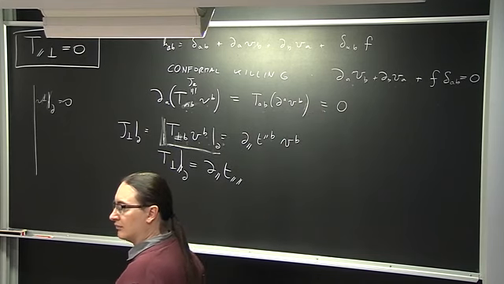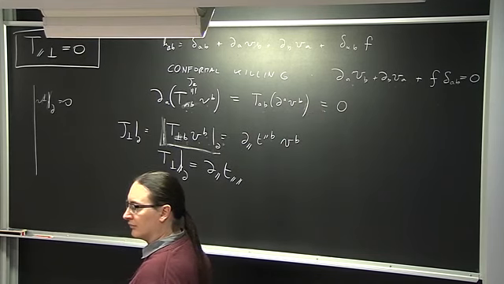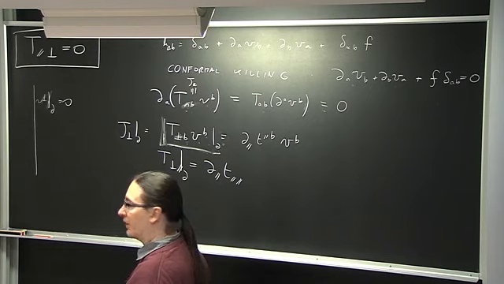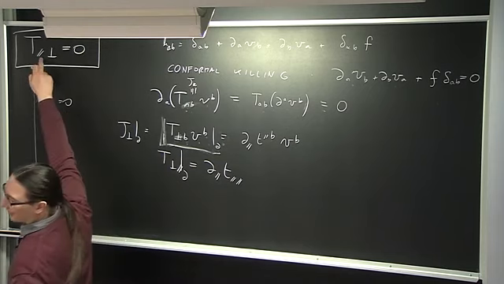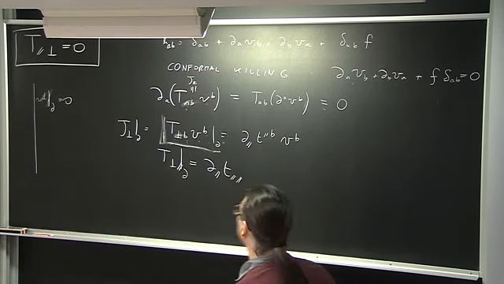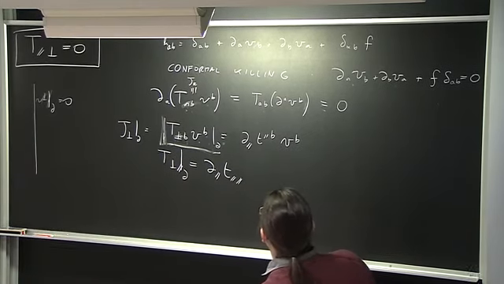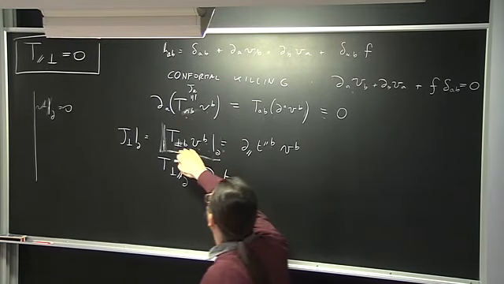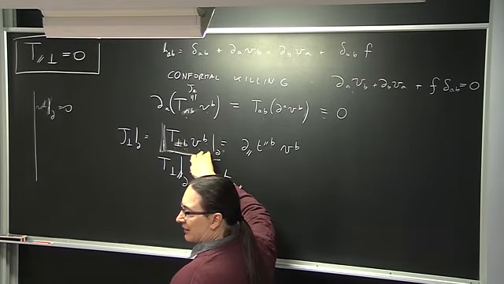Are you making any assumptions about whether the boundary is time-like or space-like? No. That's why I didn't call this 0 and 1. It's just the direction parallel and perpendicular to the boundary. And so, when can you write this as a total derivative?